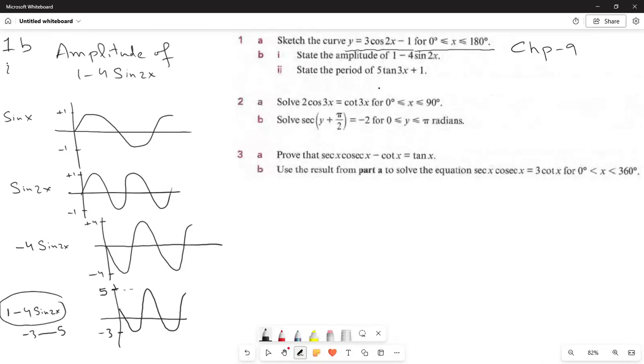Okay, so how do we define the amplitude? Okay, let me sketch it again here. I have something going from minus 3 to 5.